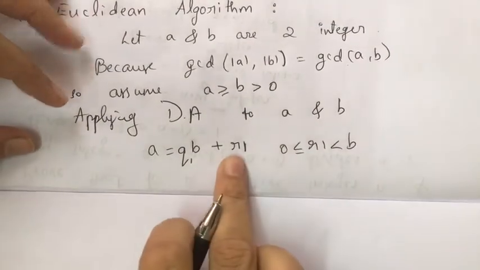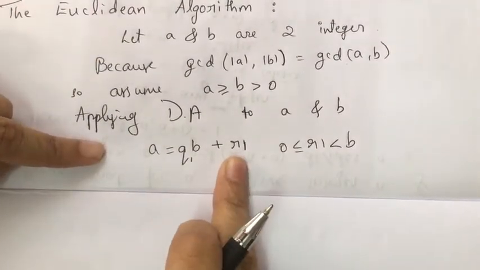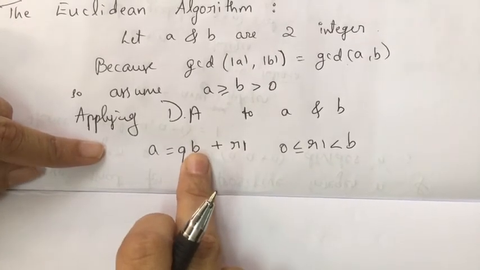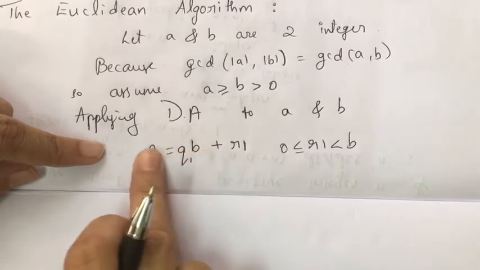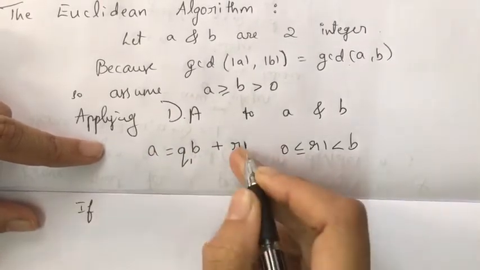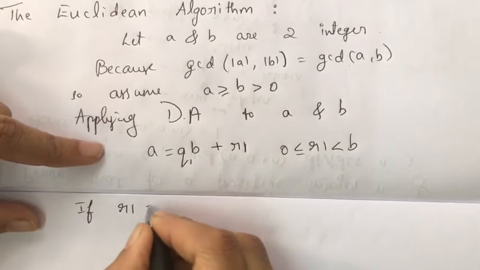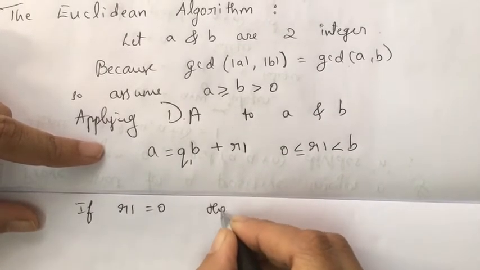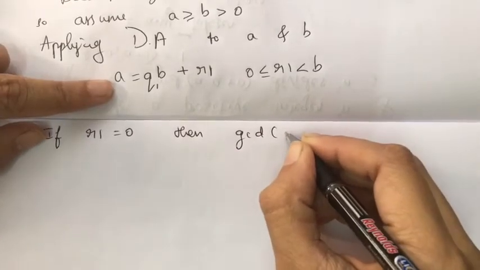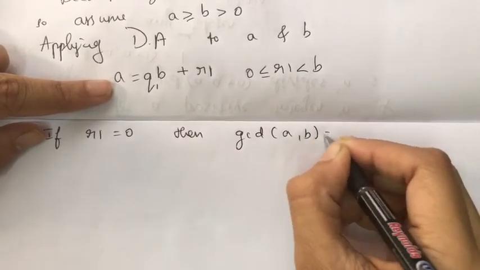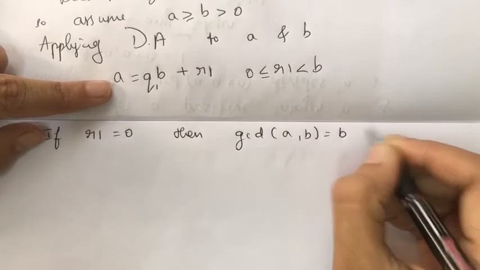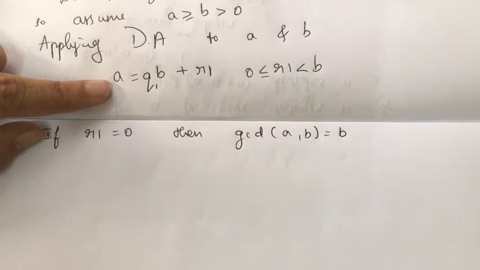If this remainder itself is 0, then the GCD of A and B is B, right? If R1 is 0, then the GCD of A and B is B.